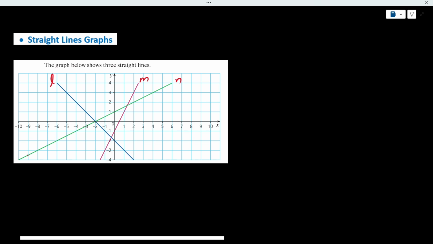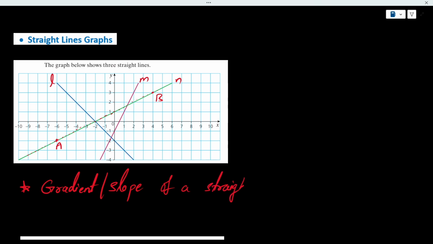Now every line is a collection of infinite points. Out of that, if I take any 2 points, like here if I take A and another point B, whenever you have a line, you will see the gradient or slope, right? After learning distance formula and midpoint formula, after that you learn gradient. What is the meaning of gradient or slope of a straight line? And we always get the gradient of a straight line only, right?